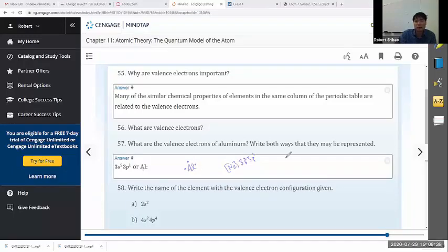And so below aluminum is gallium. Gallium would also have 3 valence electrons, but it would have the argon core. It's going to have the argon core, but it's going to be 4s2, 3d10, 4p1. Now these 3d10 are unreactive, and so we're going to include those with the core.